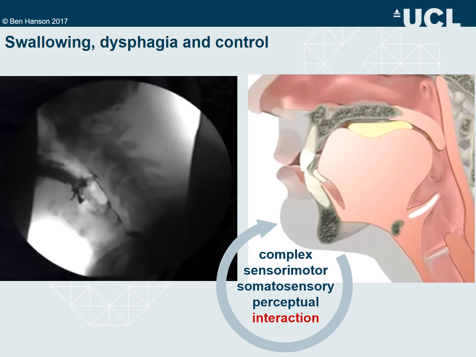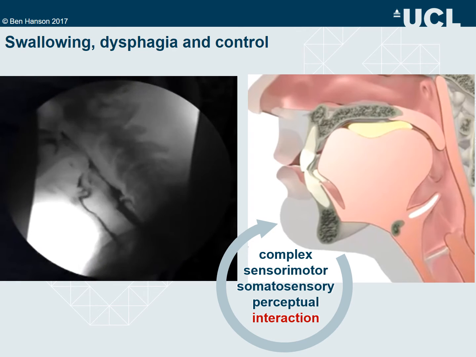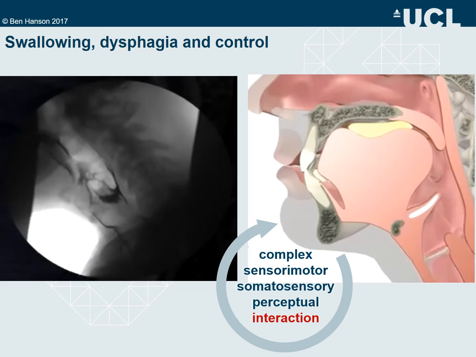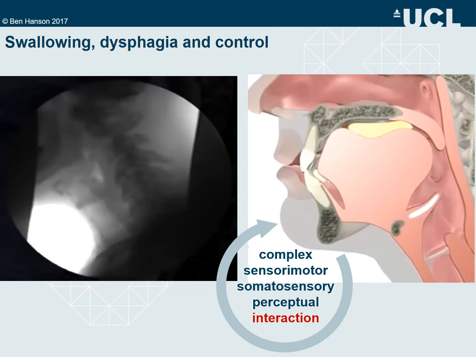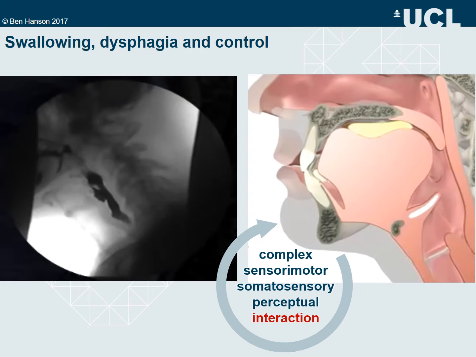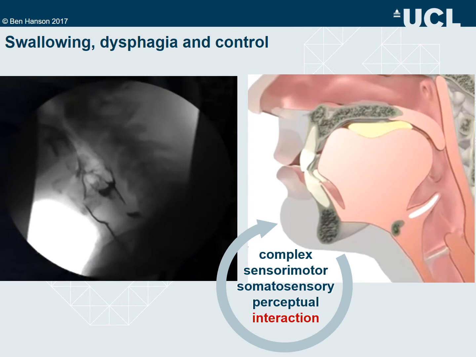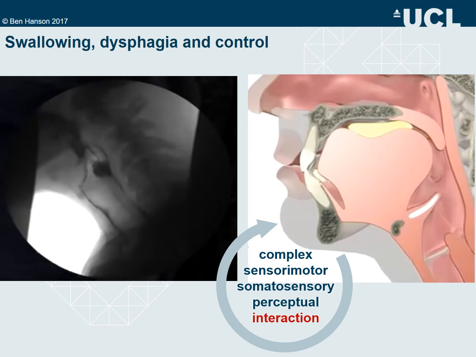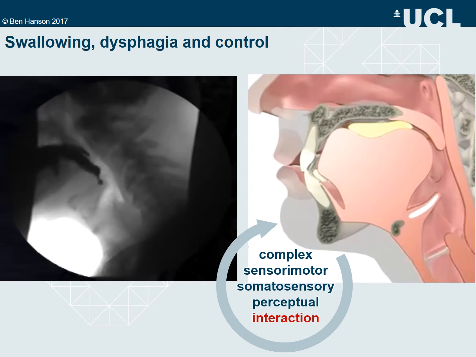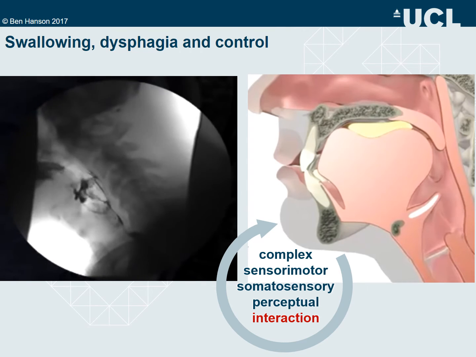Here we see a swallow in video fluoroscopic study. In this case, there's some aspiration, which is movement of the fluid bolus actually down through the larynx into the lungs. So that's representation of a type of dysphagia.